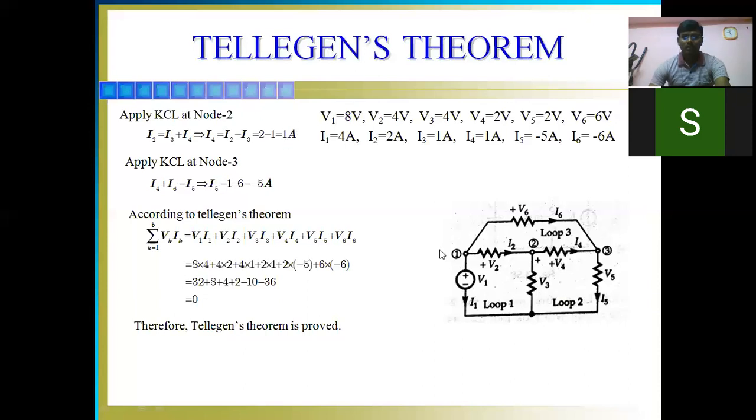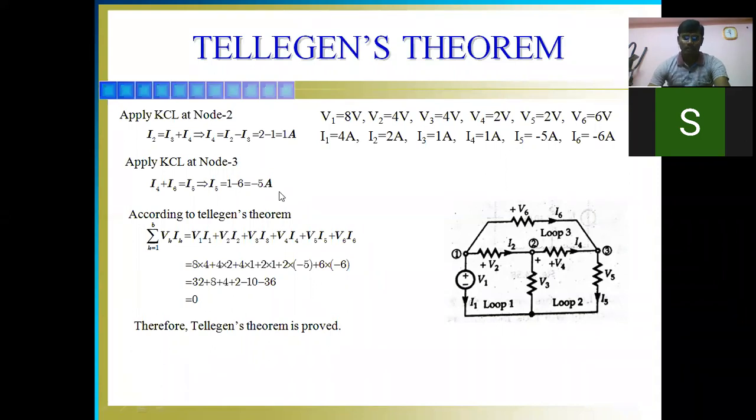Now come to node 3. At node 3, I6 and I4 are both entering, where I5 is leaving. So therefore I4 plus I6 is equal to I5. From this, I5 is unknown. I5 is equal to 1 minus 6, which is minus 5 amps.